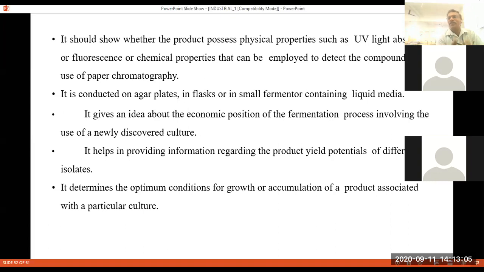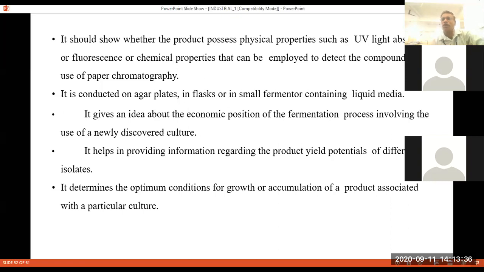This is information you get, and it is possible only in the secondary screening. It also gives an idea regarding the optimum conditions for the growth of the microorganism and how they accumulate your product. Whenever there is fermentation, the accumulation of the product is always associated with the culture.